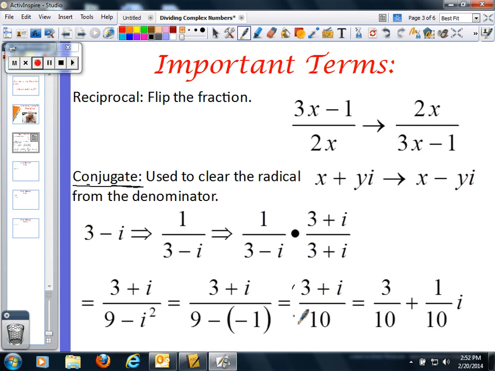Now this is okay to write your answer this way, but you also need to be aware that I can separate this fraction and make it 3 over 10 plus 1 over 10 times i. And those are equal, so it doesn't matter which way you write it, they're both going to be the same.